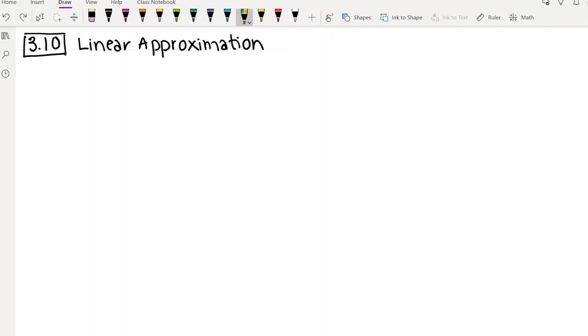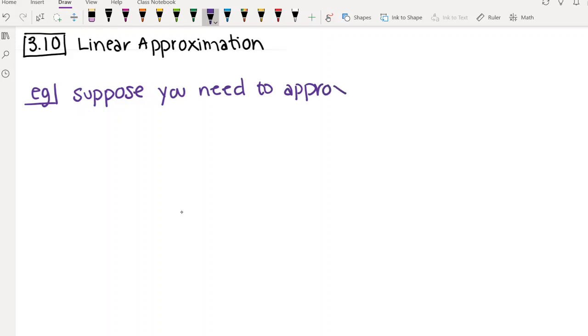Okay, so let's start off with an example. Let's say you're on a desert island and you're totally deserted. You're trying to engineer a boat or a raft to get off the island. And for some reason, you need to be able to approximate to a pretty good degree the square root of 4.05. You don't have a calculator with you, and you don't have your phone. You just have a pen and paper.